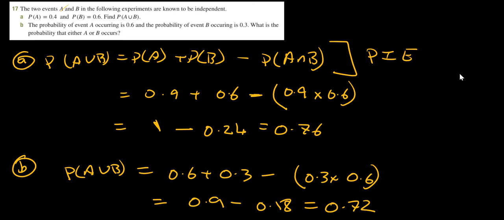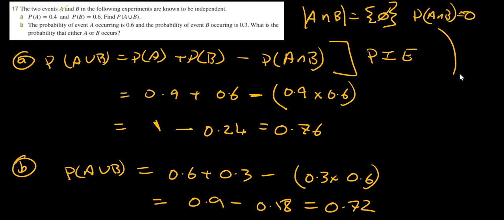Now, if A and B were disjoint, and that is that A and B, then the probability of A and B will be 0. So that would reduce the probability of A union B to the probability of A plus the probability of B. Let's have a look at the next one.